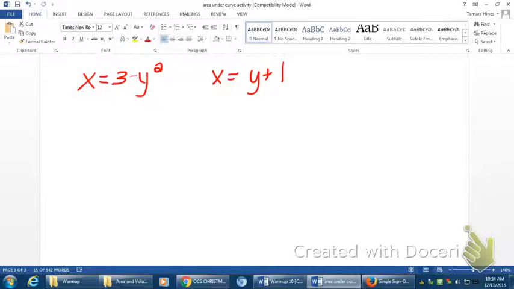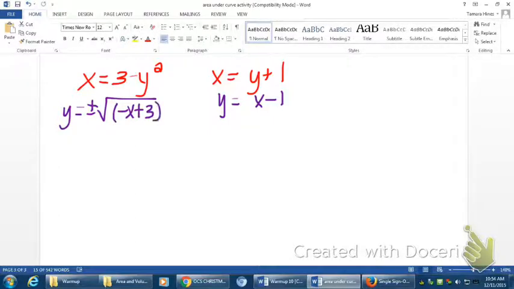Alright, first of all, I would have to solve for y so that I could figure out how to graph it. If I solve for y, I would get y equals x minus 1 there. Here I would get y equals plus or minus the square root of negative x plus 3. Now, when I graph this, I would graph x minus 1. And then in the calculator, I'm going to have to put, like in y2, square root of negative x plus 3, and then in y3, I would have to put negative square root of negative x plus 3. Now, after I graph that in the calculator, it's going to look something like this.